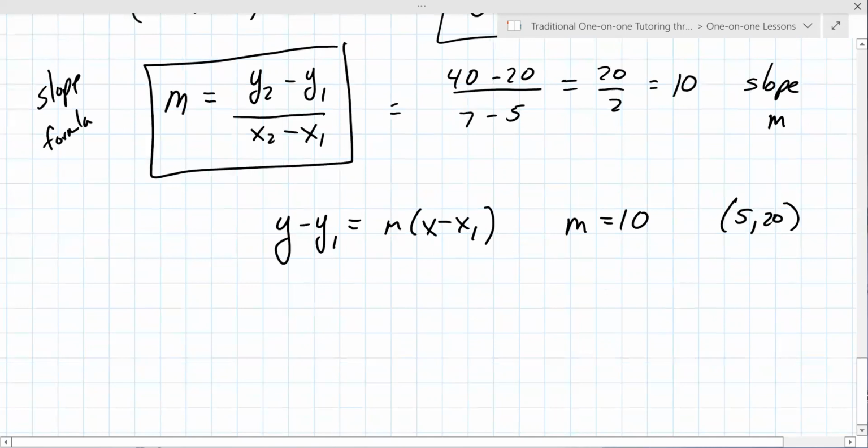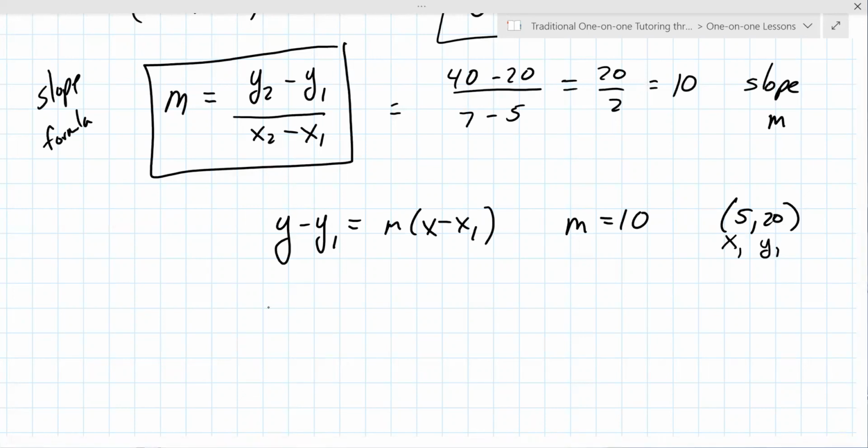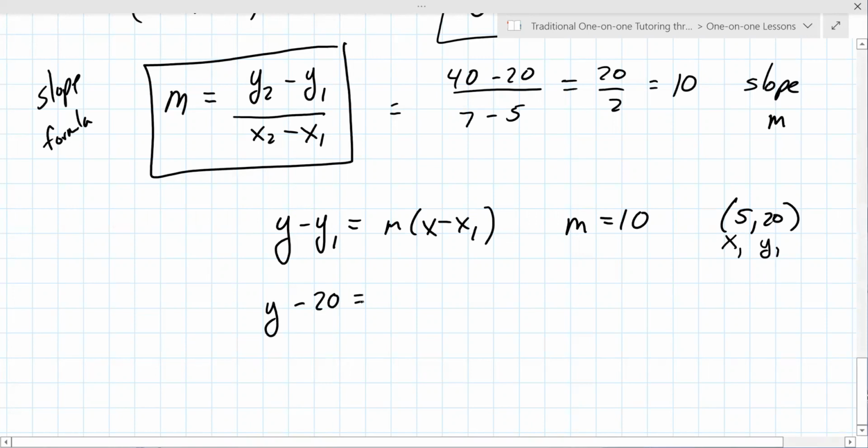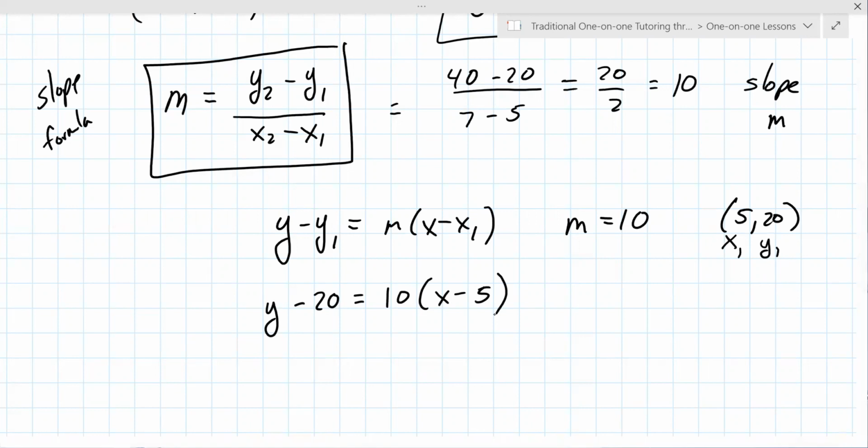Would you put the 5 on the m and then 20 on the far x? This 5 is x1 and 20 is y1. Oh, okay. So it looked like this: y minus 20 equals 10 times (x minus 5). Okay, got that. And that's it, you're done.